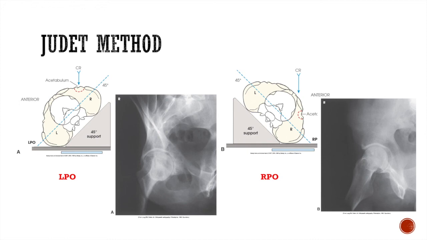You want to center over the elevated side for the internal oblique position of the affected hip, and you want to center over the side that's down for the external oblique position for the affected hip.